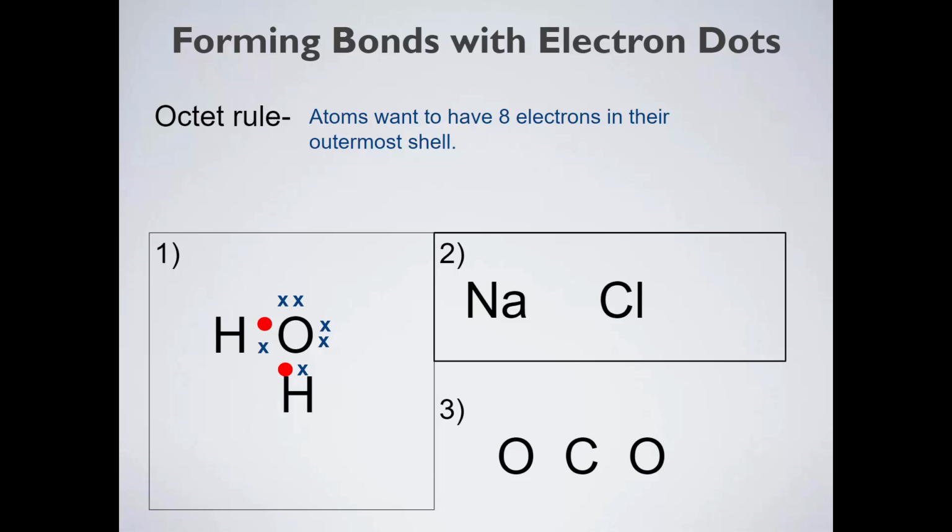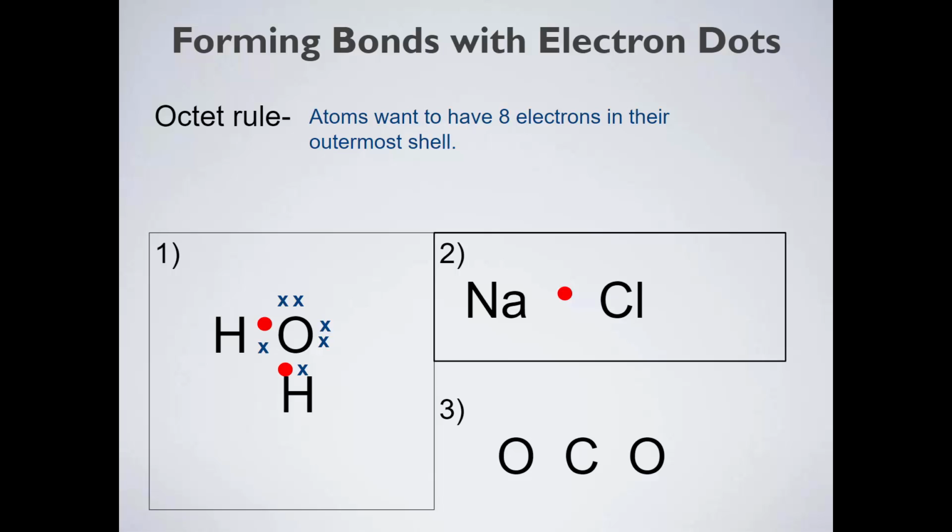2. So it shares an electron with oxygen. How many does this hydrogen have now? It has 2. This hydrogen also shares 1 with oxygen. It's happy. It has 2. What about this oxygen? It has 2, 4. It's sharing this one. 6. Is it happy? Yes. And these 3 atoms have formed a bond. They're bonded together. And what do we get? What is it called? Water. H2O.